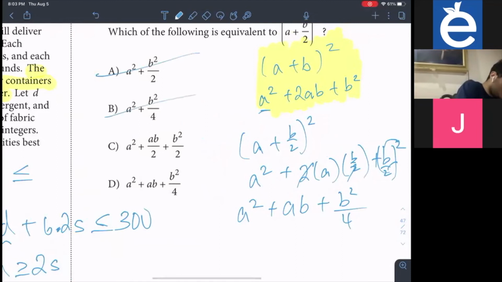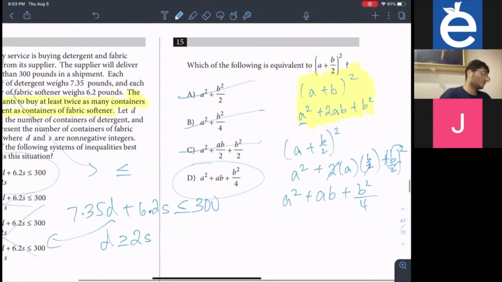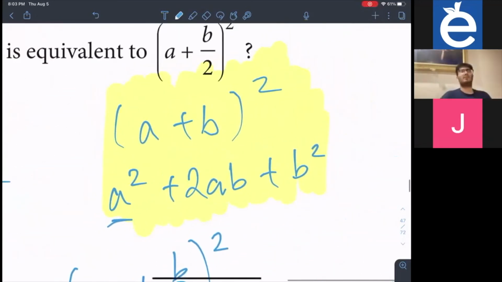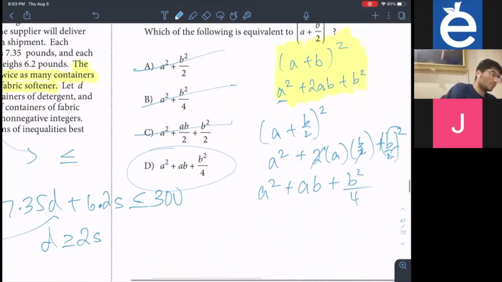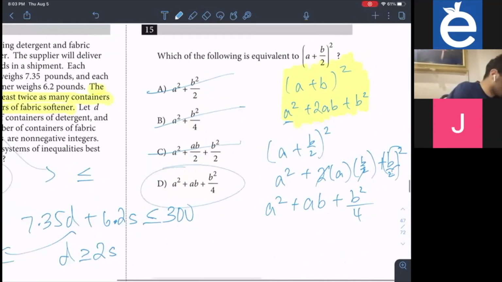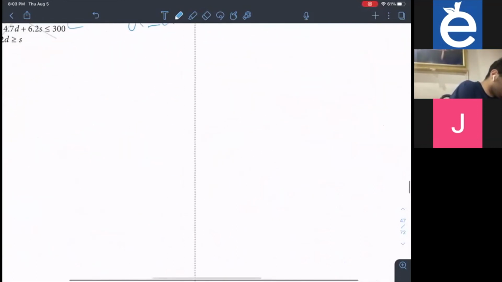Not A, not B, not C, choice D. So we know question 15 is choice D. Just always remember this expanded form so you don't have to waste time factoring. You already know it's a squared plus 2ab plus b squared. And make sure to not get confused if they give something like this, because they want you to say it's a squared plus 2ab plus b squared instead of actually saying that b is b over 2. So then just make sure to do that, and then you're good for this question. So question 15 is D.